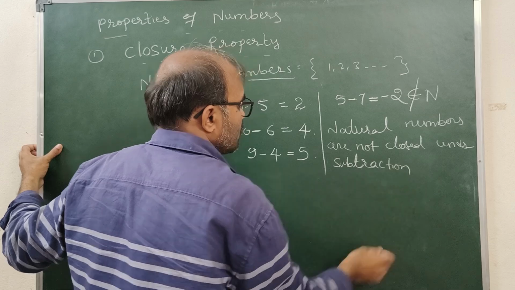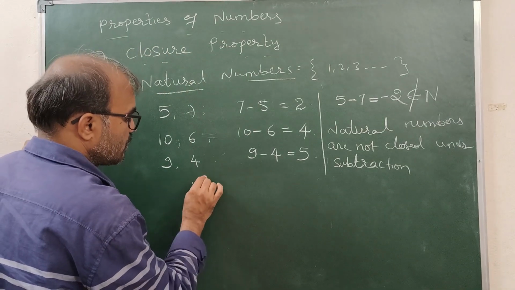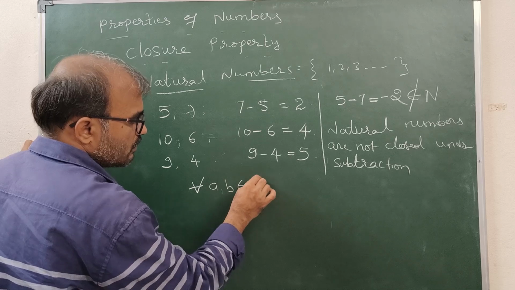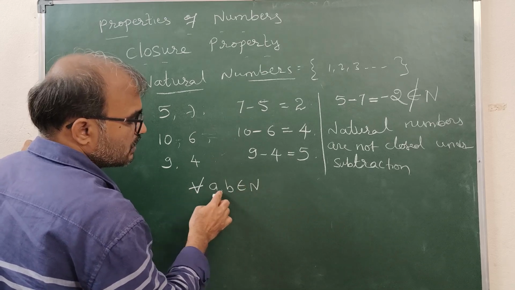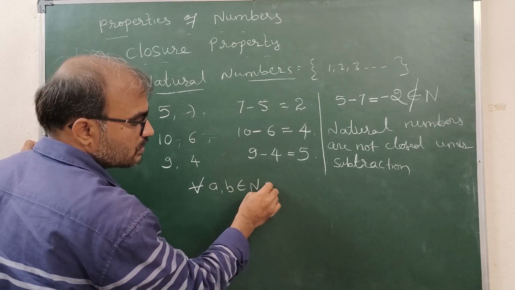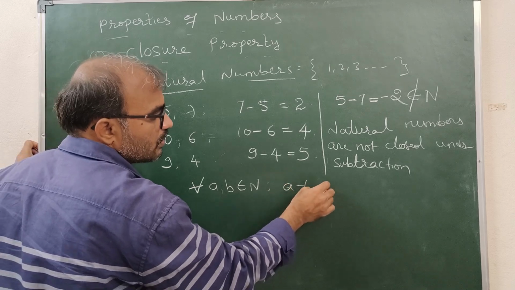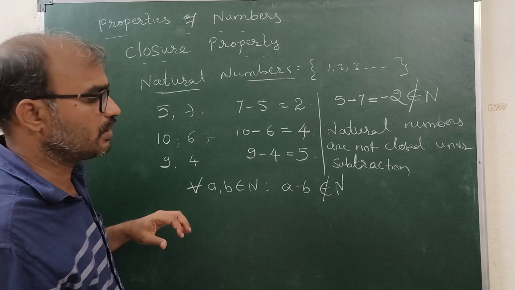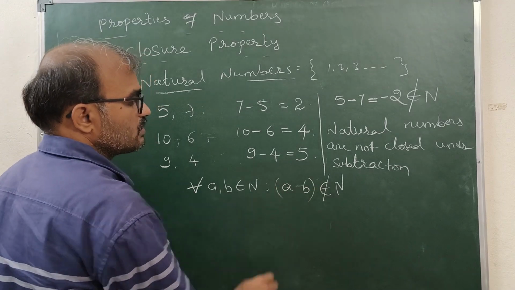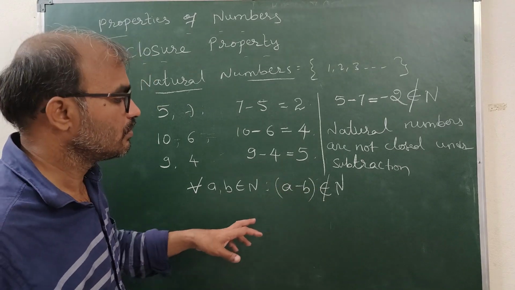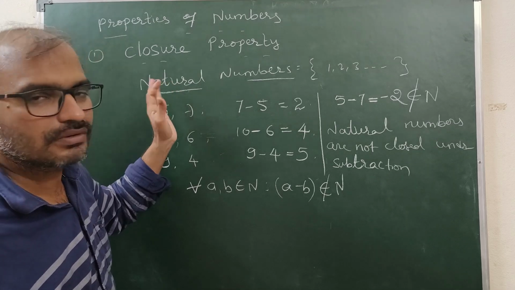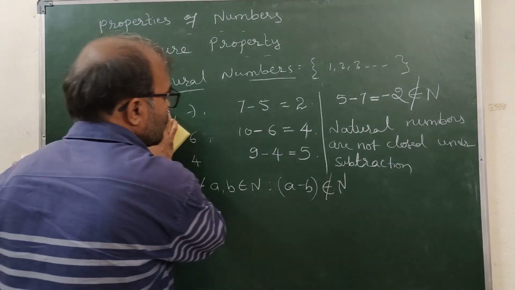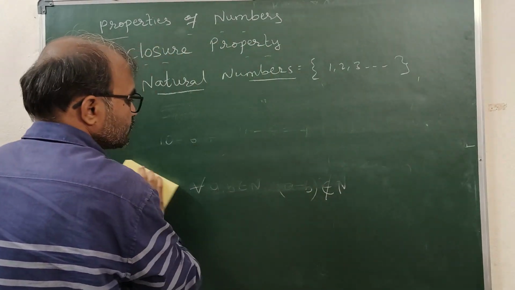subtraction. In another way, you can say, for all a comma b belongs to natural numbers, for each and every a comma b in natural numbers, a minus b need not be a natural number. Right? A minus b may not be a natural number. So natural numbers are not closed under subtraction. Right? Now what about multiplication?